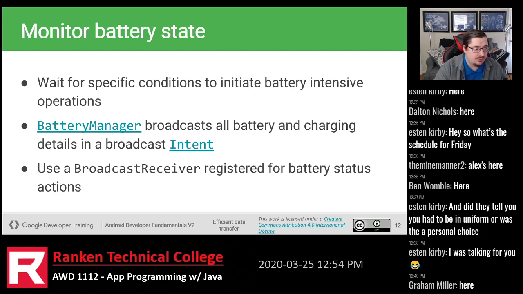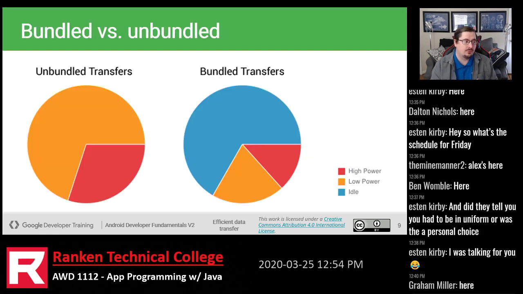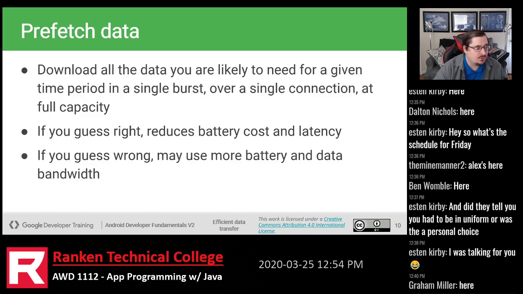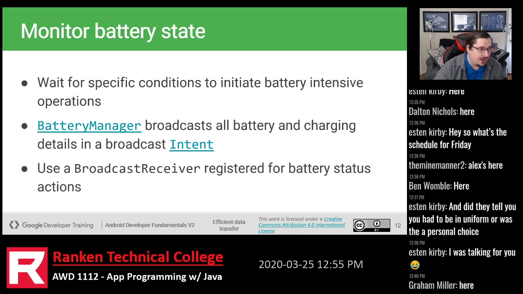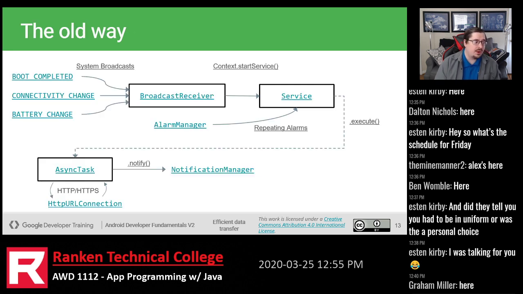Again, to quickly review, we generally want to bundle our data. That's important for efficiency. We usually want to do some sort of prefetching. We want to monitor the state of the network, the connectivity, and we generally want to monitor the battery. Okay. Now, the old way of doing a lot of this used a lot of different pieces. What I'm going to show you today is a different way to do this, introduced, I think, in API 21, something called the JobScheduler. It's going to make a lot of this easier. But this used to be how we did all these things.